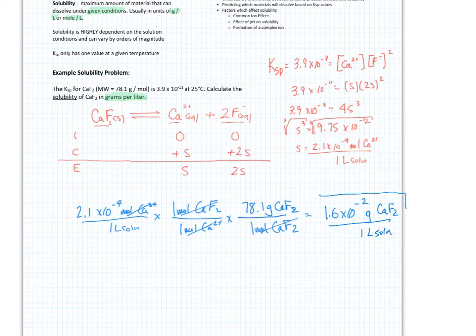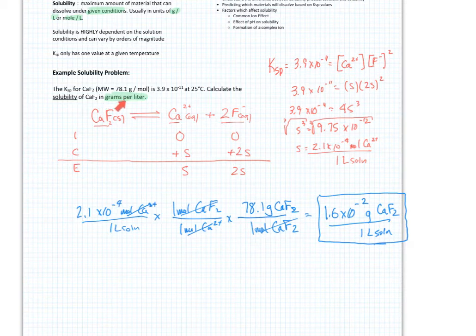Okay, and that's the answer. That's how you solve the solubility. That's how you find the solubility of calcium fluoride given the KSP. So the type of problem is we were given the KSP, and we're asked to find the solubility in so many grams per liter.